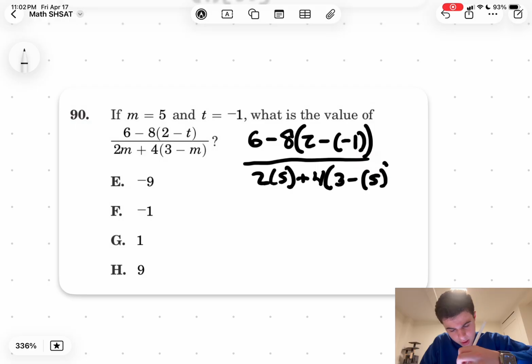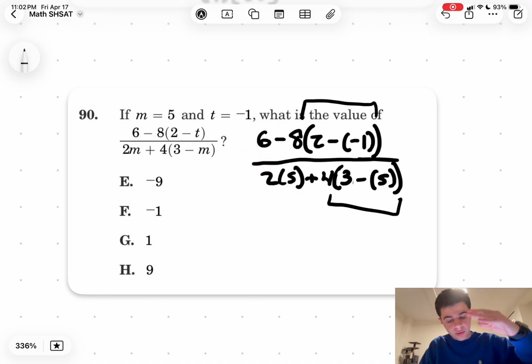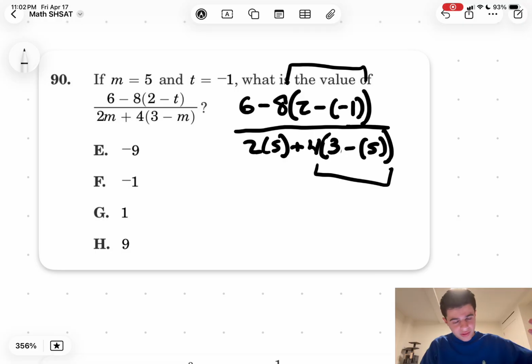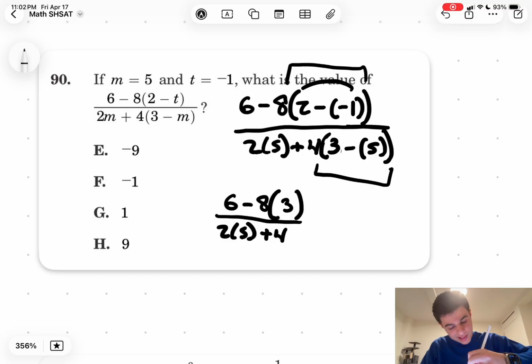So now going by order of operations, we see we have 2 parentheses here, so we can start in either of them because they're equally leveled. So we're just going to do the top because it doesn't really matter. So we're going to do 6 minus 8 times, first we have to do the stuff inside, 2 minus negative 1, that is plus, right? So it's 2 plus 1 is 3, right? Over 2 times 5 plus 4, and then 3 minus 5 is going to be negative 2.